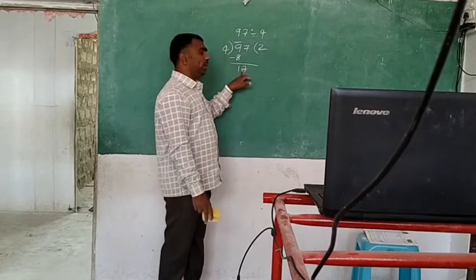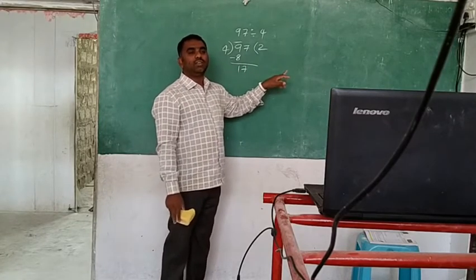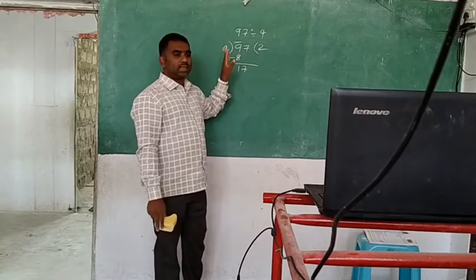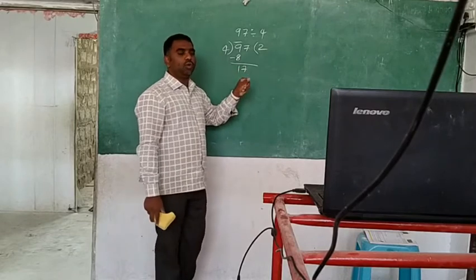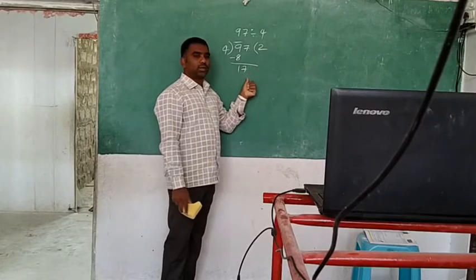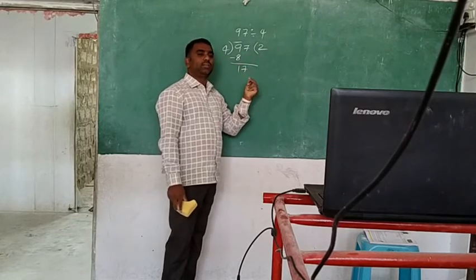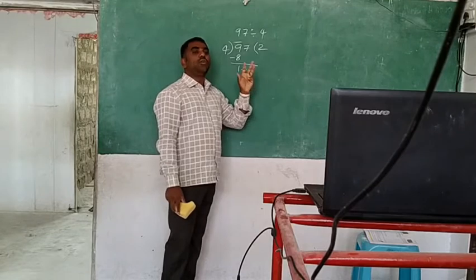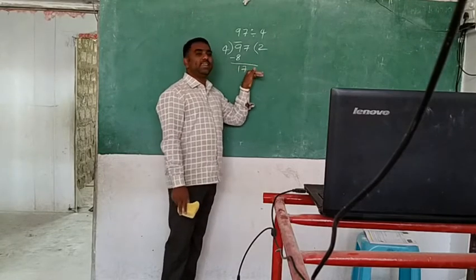Up to 16, okay. When you take 20, 20 will become big. That's why, what should we do? 4 fours are 16. When you take the 4 table, 4 ones are 4, smaller. 4 twos are 8, smaller. 4 threes are 12, smaller. 4 fours are 16, smaller. 4 fives are 20. 20 means it is becoming extra than this.